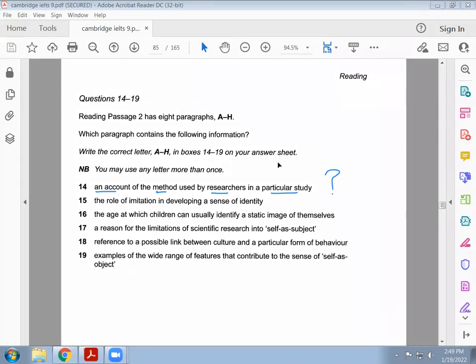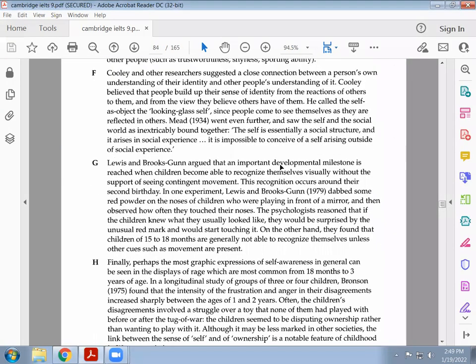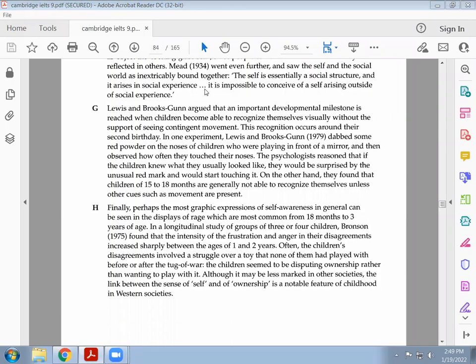So let's go back to the passage and we'll show you. Here they said, in this paragraph, they said, in one experiment. So we can say in a particular study. Lewis and Brooks gun, 1979. It means two researchers. What they have done, dabbed some powder on the noses of children who were playing in front of mirror and then observed how often they touched their noses. So this is the method they have used. Now you see, these are not the same words, but the same information.